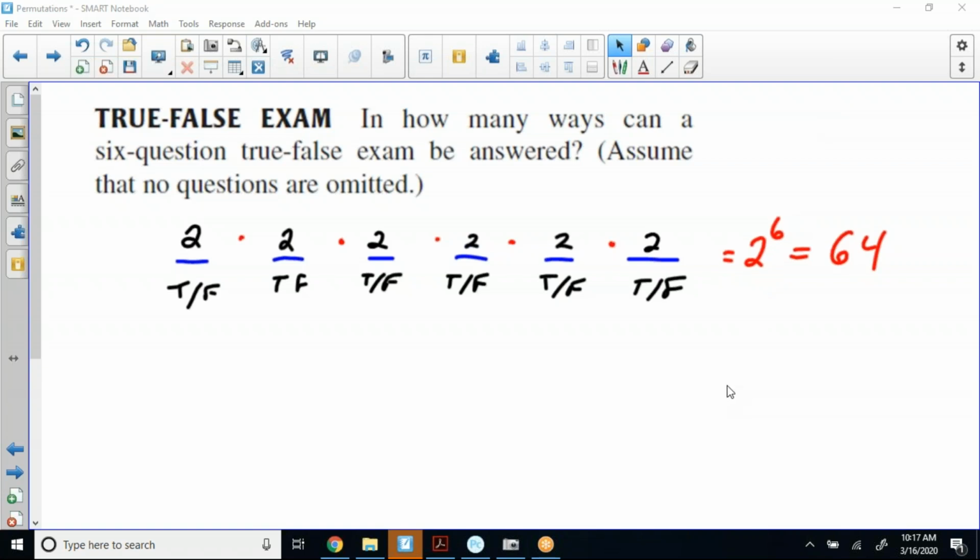Okay. So does anybody have any questions about how we got 64 on this one? If you do, put it in the chat box, and then we'll go from there. Okay.